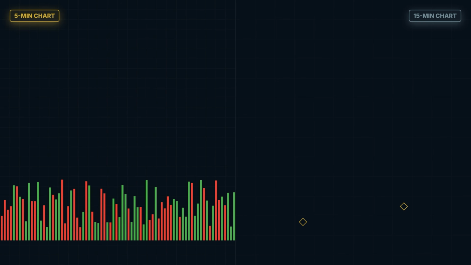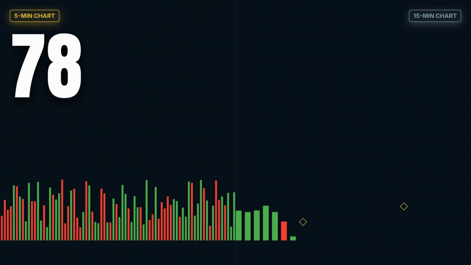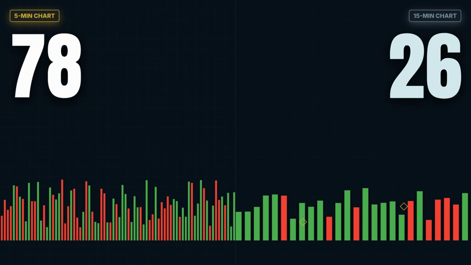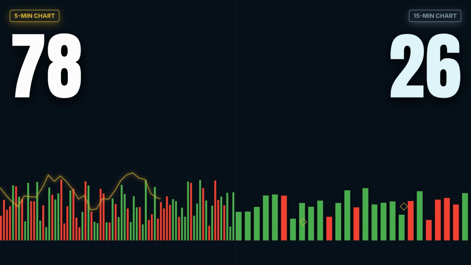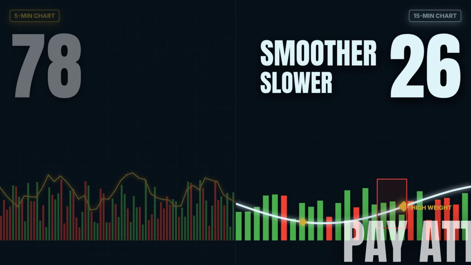So on a full day trading chart, the 5-minute chart is actually going to give you 78 candles. However, on the 15-minute chart, you're only going to get around 26. The VWAP is going to be recalculating every single candle. Fewer candles means a much smoother, slower moving line. Those signals are going to be less frequent and they carry a lot more weight because of it. So when they happen, you got to pay attention.